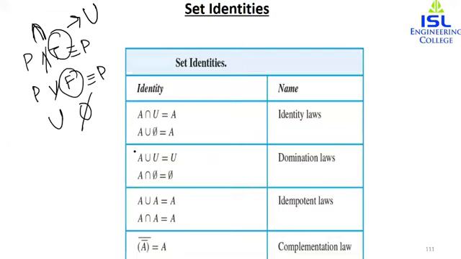Okay, the domination law is again similar to the domination law that we have studied in logical equivalence. Idempotent law, and the complementation law is your double negation law. That is, we are applying complement two times, which will be equivalent to the set itself.